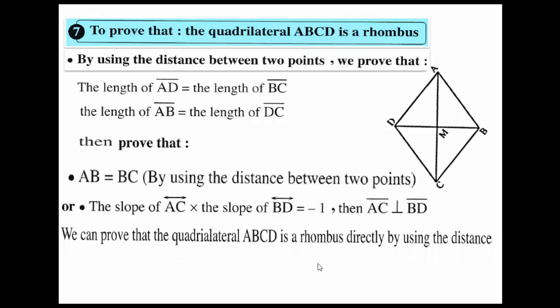We can prove the quadrilateral ABCD is a rhombus directly by using the distance. We prove that AB equals BC equals CD equals DA. This is another way to prove that ABCD is a rhombus. Again, the last way, to prove that ABCD is a rhombus, we prove by using the distance between points that AB equals BC equals CD equals DA, meaning the 4 sides are equal in length.